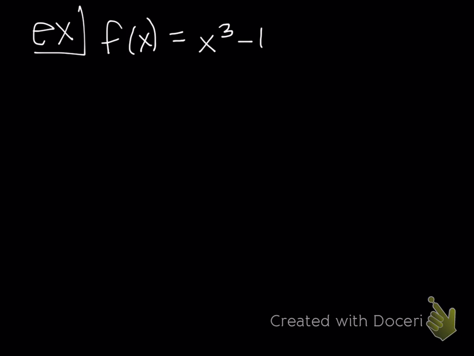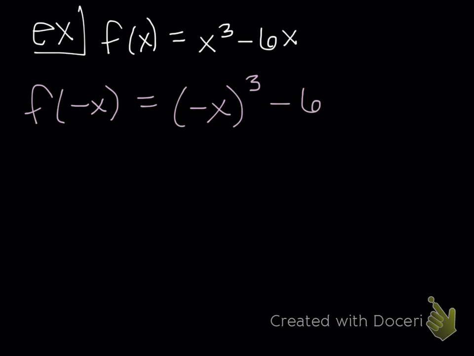Okay, so let's try an example. So our function f of x is equal to x cubed minus 6x. And we're determining if this is even, odd, or neither. So to determine that, we evaluate the function at negative x. So if I plug in a negative x, I have a negative x raised to the third power minus 6 times a negative x. So negative x times negative x times negative x would be negative x to the third power plus 6x.